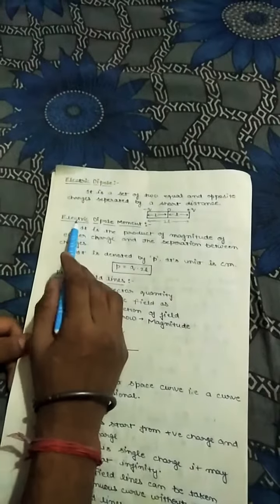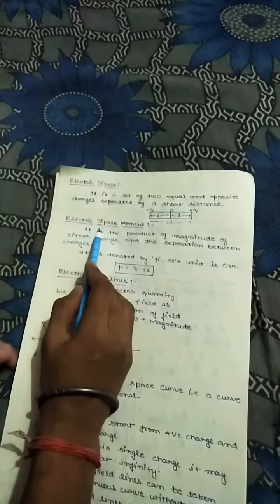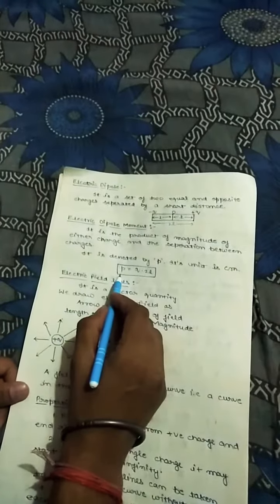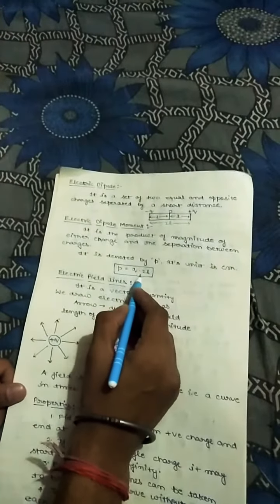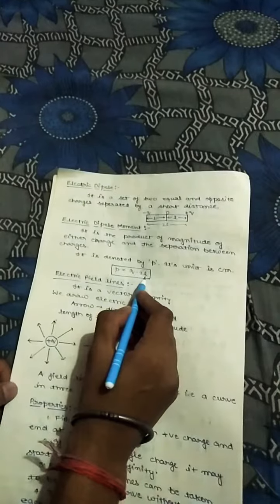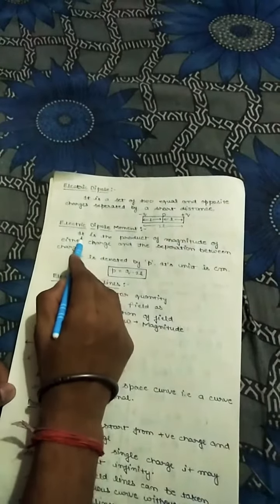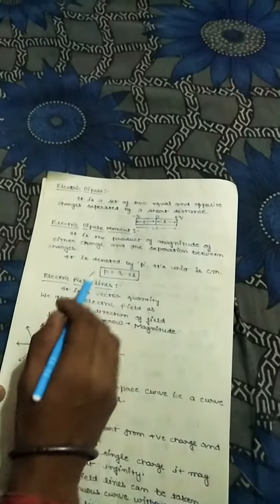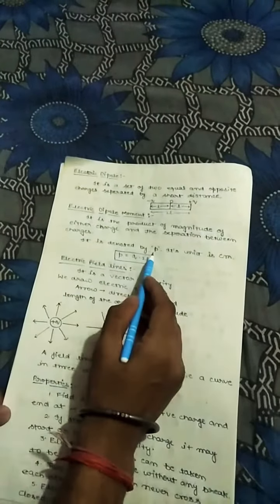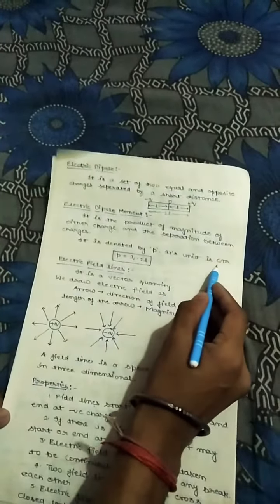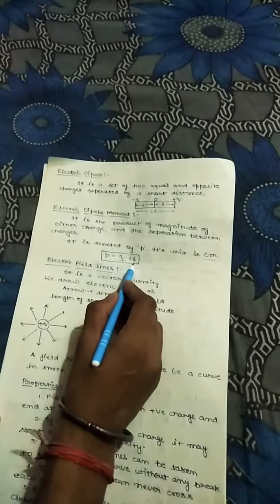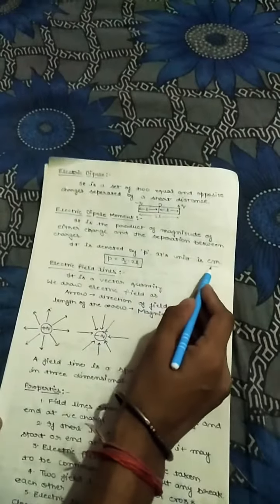Now moving further, there is another topic, that is electric dipole moment. What is electric dipole moment? It is the product of the magnitude of either charge and the separation between these charges. It is denoted by small p. Its unit is coulomb meter, as q is measured in coulomb and L is measured in meter. That is why its unit is coulomb meter.